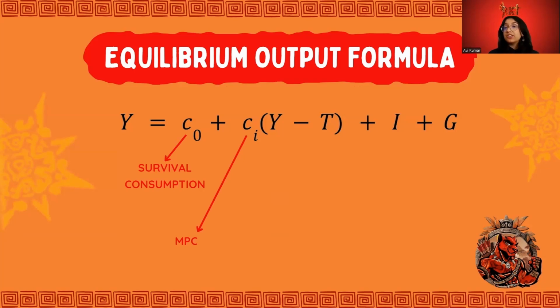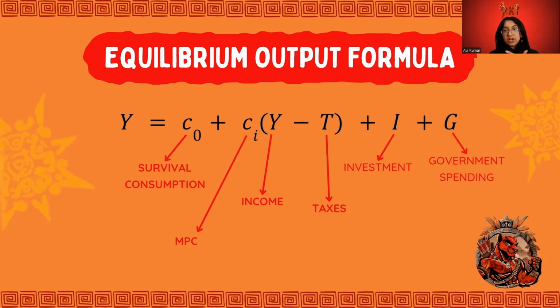Then C1, I already told you guys, is MPC, or marginal propensity to consume. Then you have your income and your taxes, which together consist of your disposable income. So Y minus T is the formula for disposable income. Then you have your investment and your government spending, which in most questions will be exogenously given. This means that it will just be given in the question and you have to take I as I and G as G, or they will give the numbers to you.